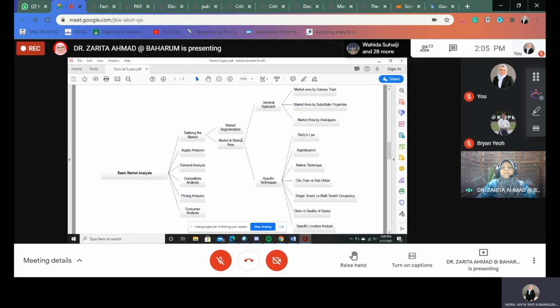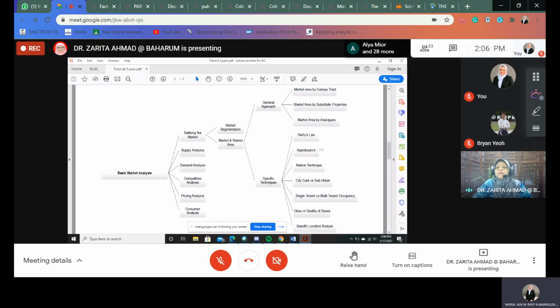The approaches are actually subdivided into two. You're talking about the general approach, which we have three here: the census, the substitute, as well as the analogs. Then we have the specific techniques. Some of it involves formulas and stuff like that, but some of it is not so confusing, straightforward.